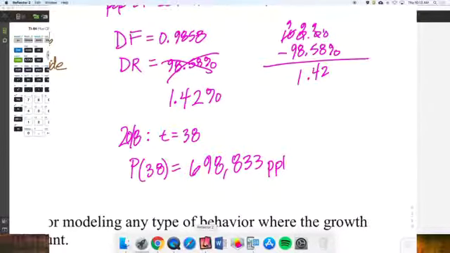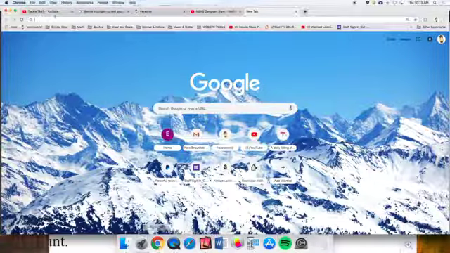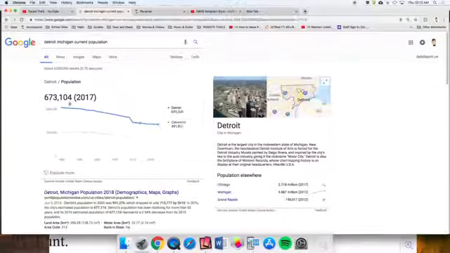Do you think the actual population of Detroit today is greater than that or less than that? Greater? You think that the model, again, overshot? Detroit has been on the rise here in the last few years, but there are still several places in Detroit that are ghost towns. You can still get cheap real estate in Detroit. Here's the actual population of Detroit last year.